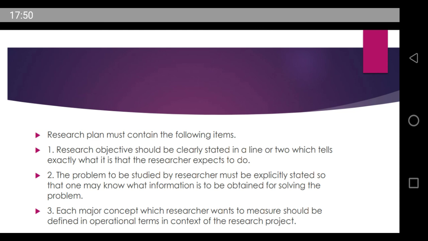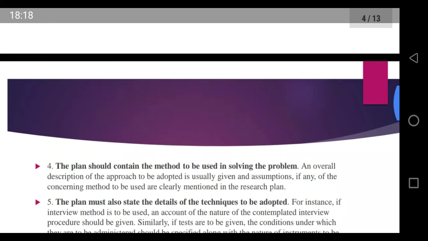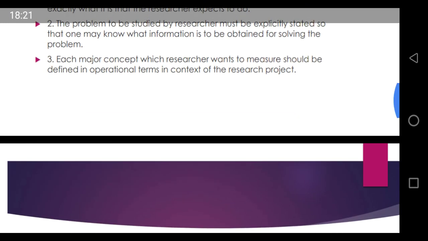Everywhere the researcher must be explicit about the problem. Once you understand it, the problem statement should be explained explicitly: what information is to be obtained after solving the problem. First, define the problem correctly and understand it. Second, be aware of what solution you are going to get after solving the problem. Third, the concept the researcher wants to measure should be defined in operational terms in the context of the research project.